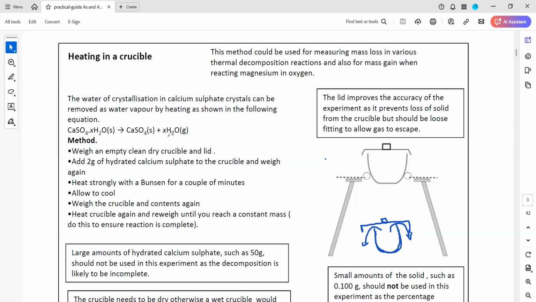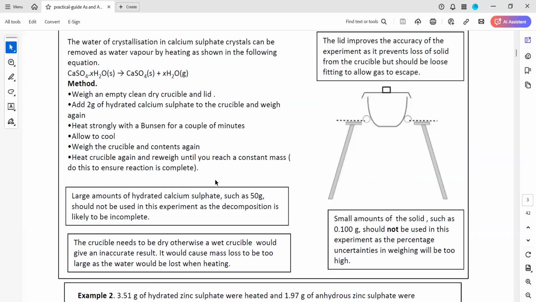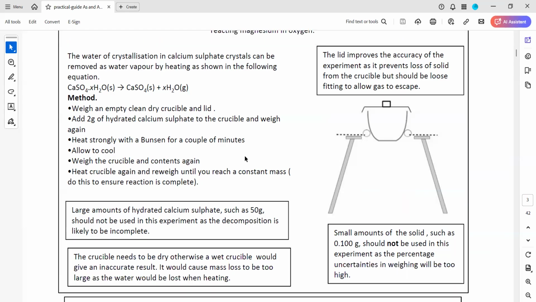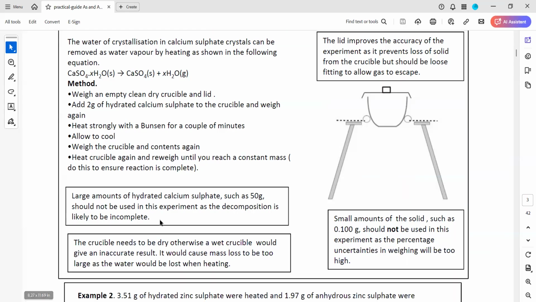Normally a large amount of hydrated calcium carbonate, for example 50 grams, should not be used. Why should a large amount not be used? Because in this experiment, decomposition is likely to be incomplete. If I use 50 grams, a greater mass will not decompose because it needs a very high temperature. So that's why we use a smaller proportion of the substance.